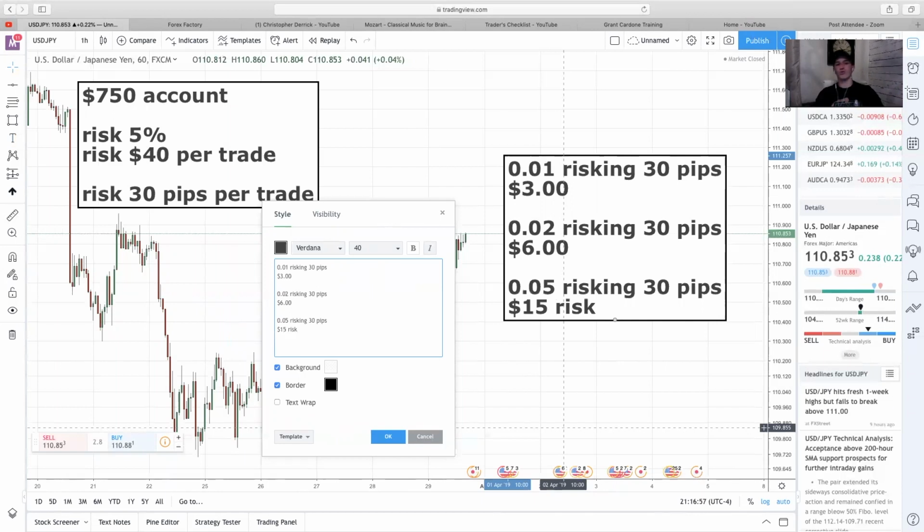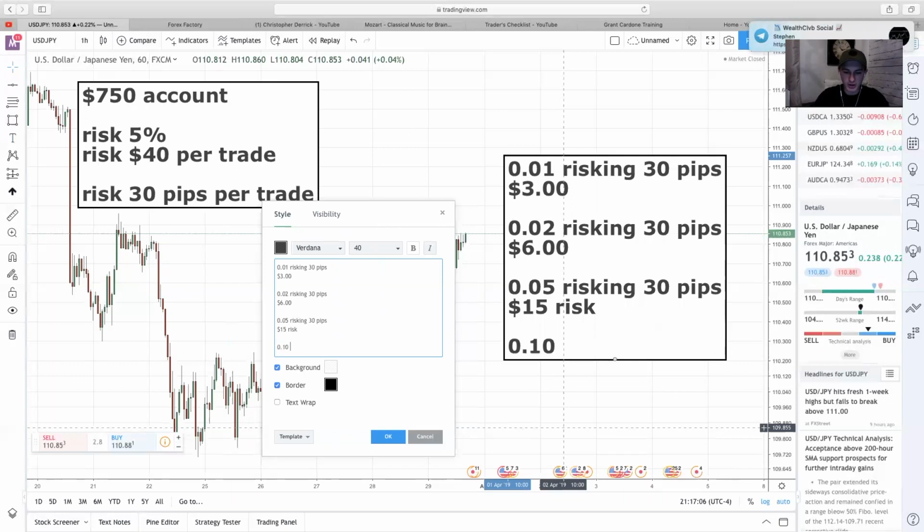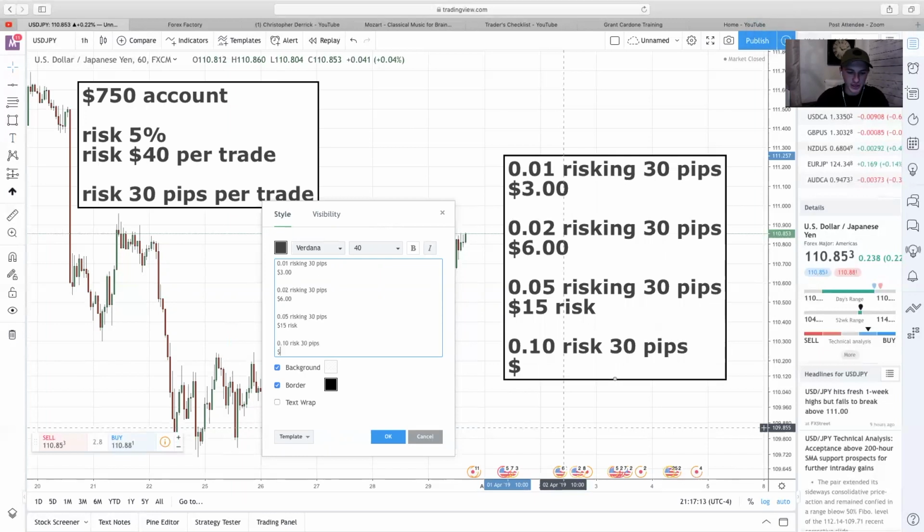Now we're willing to risk $40, so let's jump it up another notch. Let's go to a 10-cent lot size, 0.10, risking 30 pips. That's going to take us to about $30. So now we know we can do more than a 10-cent lot size per trade if our account is at $750 and we're willing to risk $40 per trade.